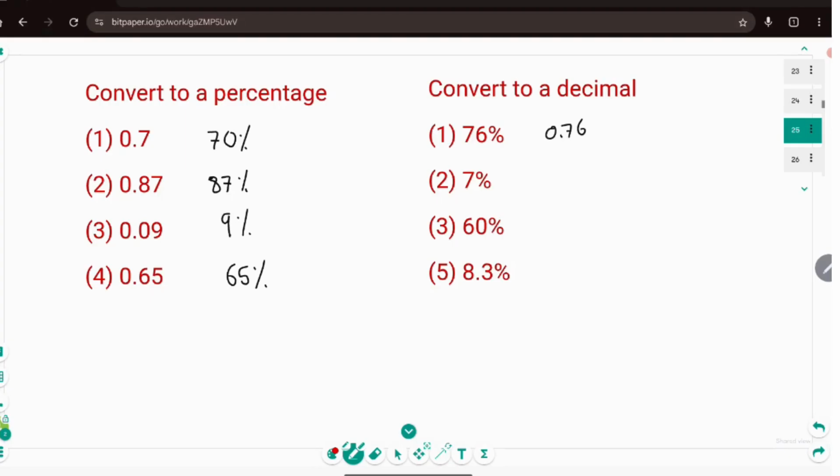For these questions on the right hand side, we're simply dividing by 100. 0.76. 0.07, careful with that one. 0.6. If you had put a 0 here, that would also be correct. It means exactly the same thing. And 0.083.